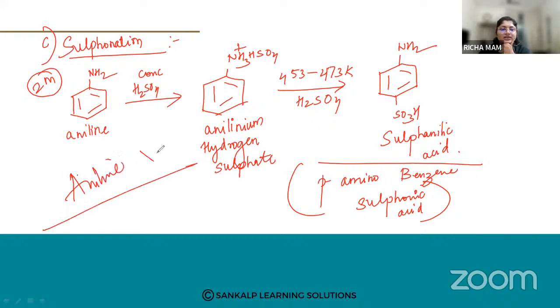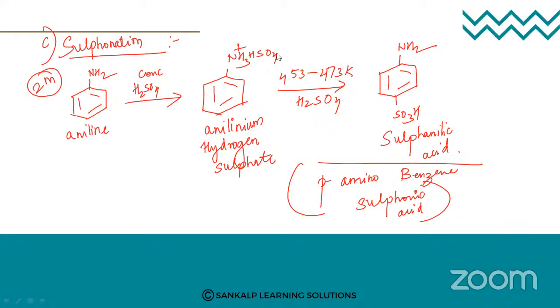So these are the three electrophilic substitution reactions: bromination, nitration, and sulfonation. Is it clear up to here? This completes our aniline. Any doubts up to here?